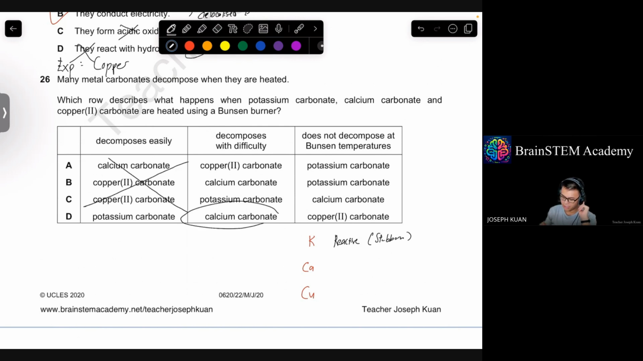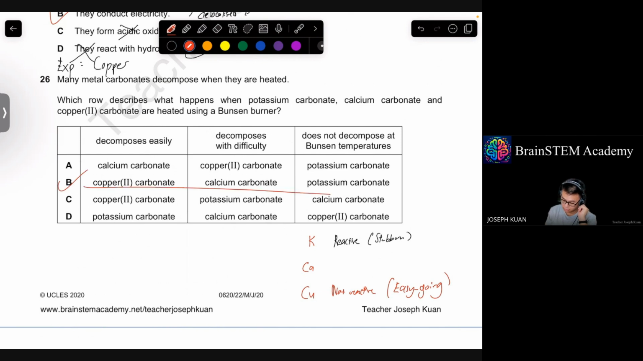And calcium is somewhere in the middle. It decomposes with difficulty. Whereas copper, wait, hold on just a minute. I read the question wrongly. Decompose easily, that will be copper, because it's not reactive. It's pretty easily decomposed, reduced by carbon or electrolysis of aqueous solution. You can get copper. All right, this is pretty easy going.